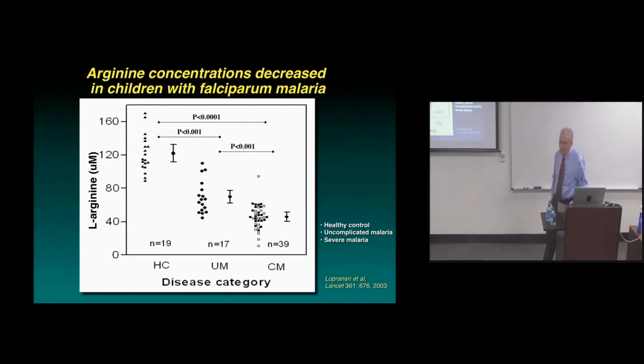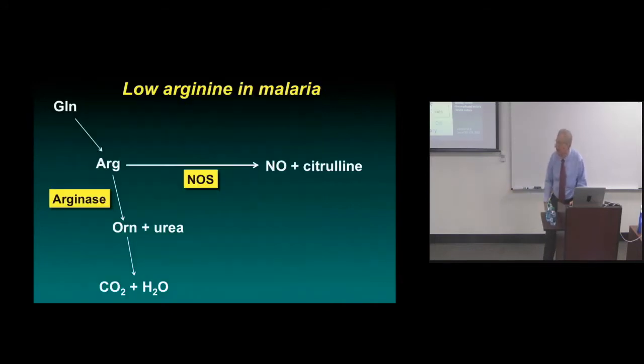We didn't know why it was low. I've already told you it may be from production or maybe from destruction. Like here, maybe you get some arginine synthesized down this pathway, and arginase at the same time is just destroying it so fast you can't keep up with it. And or maybe there's a lot of nitric oxide being made. We already know that's not the case.